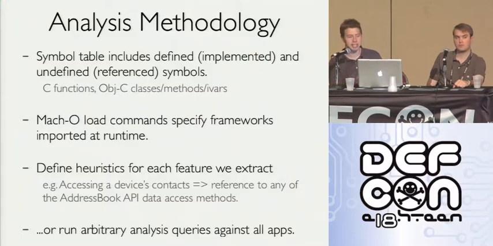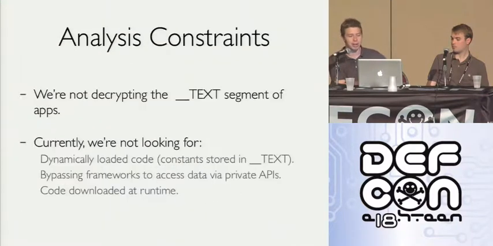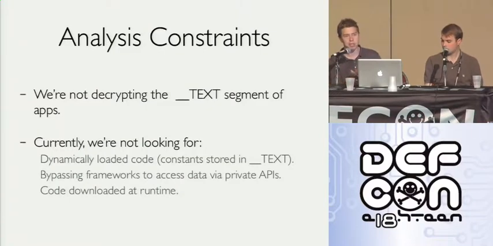So what did we do to analyze these apps? First, we're looking at the symbol table, which is defined symbols, which are things like classes and methods you implement in your application. We also looked at undefined references, so these are the things you're importing from the platform itself. And then we're looking at Mach-O load commands, and similar to what we said on Android, we're defining heuristics to say, hey, how do we know if an application accesses a device's contacts? We're looking for a reference to any of the address book APIs on the device. And like Android, we can run arbitrary analysis as well. So to understand what we're looking at and what we're not looking at, we're not decrypting the text section.